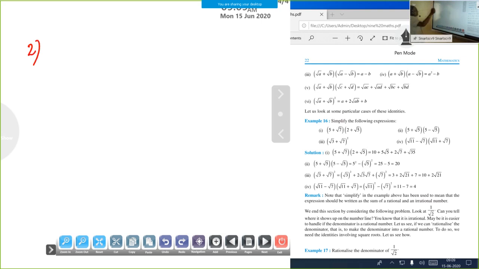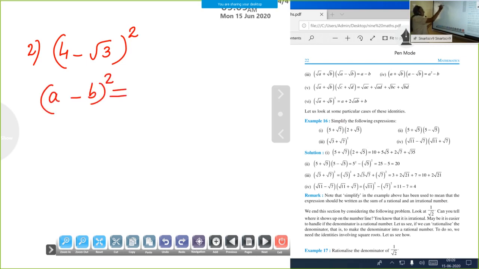Your second one, simplify. 4 minus root 3 the whole square. We know that this is of the form a minus b the whole square. What is the value of a minus b the whole square? A square minus 2ab plus b square.